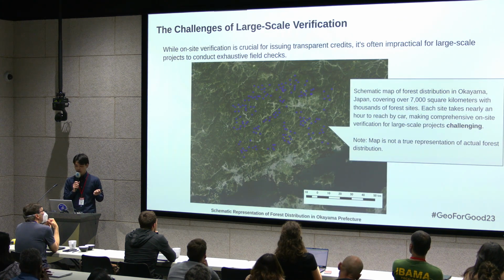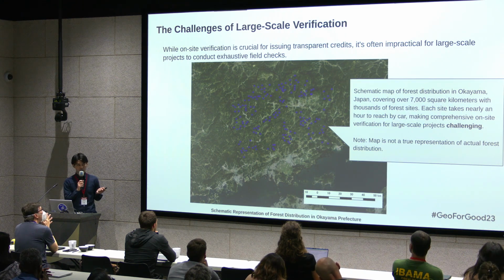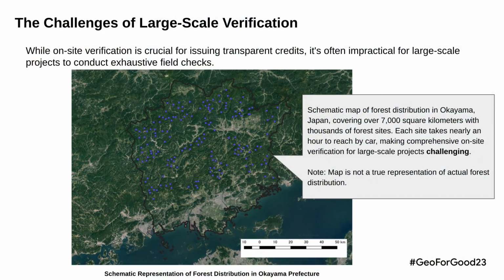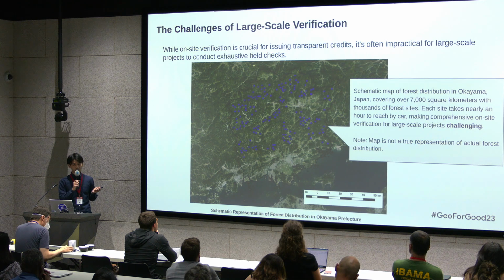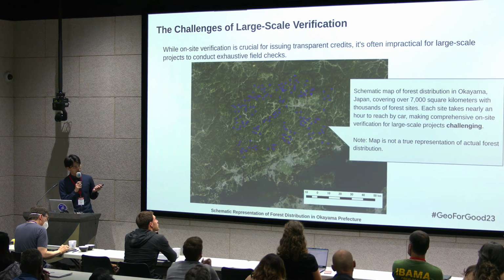However, it may not be practically feasible in an actual large-scale project. This image shows the schematic forest distribution in an actual project in Okayama Prefecture in Japan, where thousands of forested areas are scattered over an area of 7,000 square kilometers. I actually visited one of the sites, but it took me about an hour by car to check each site, and it was very impractical to check all of the sites.